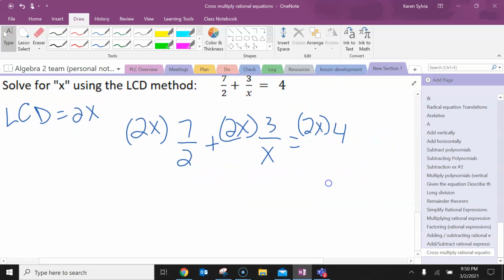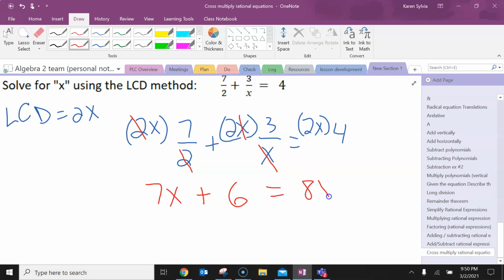One at a time. So 2x times 7, my 2's will cross cancel. So that gives me 7x. For my second term, the x's will cancel, so I get 2 times 3, which is 6. And for my last term, nothing cancels away, so I have to do 2x times 4, which gives me 8x.